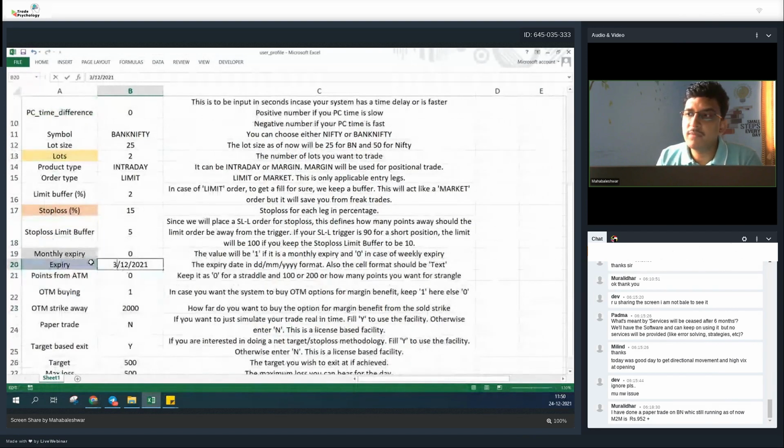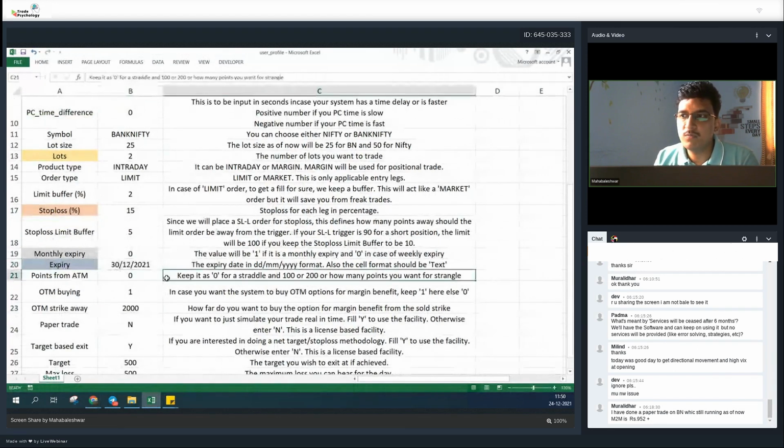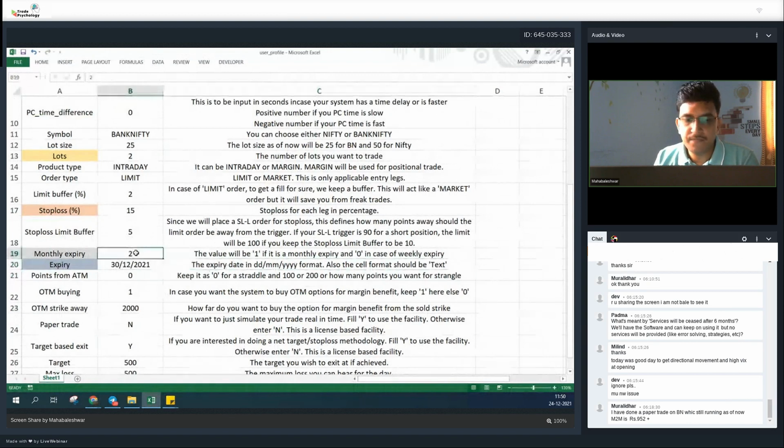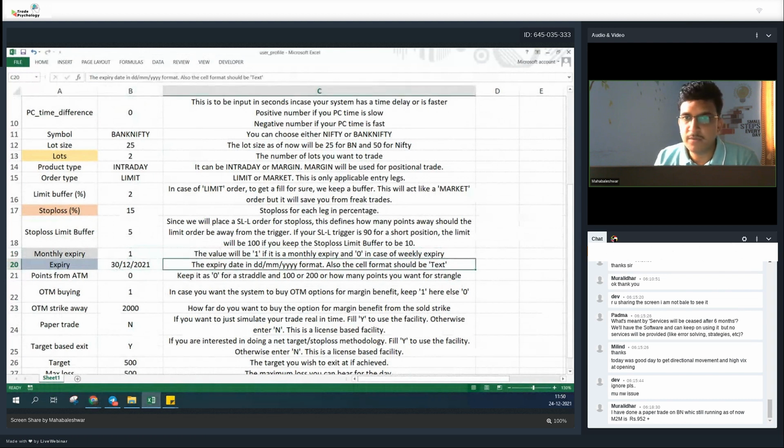You can see these parameters are very essential for someone who is newly watching. If it is a monthly expiry, you need to mention it, and you need to mention the proper expiry date on this particular input sheet, because if you miss this, it will throw up an error. You need to be careful while entering these parameters.